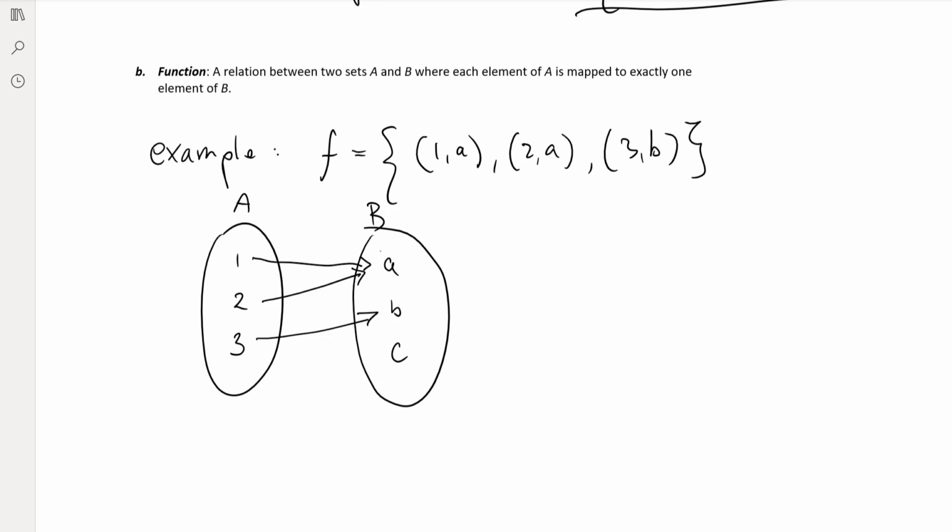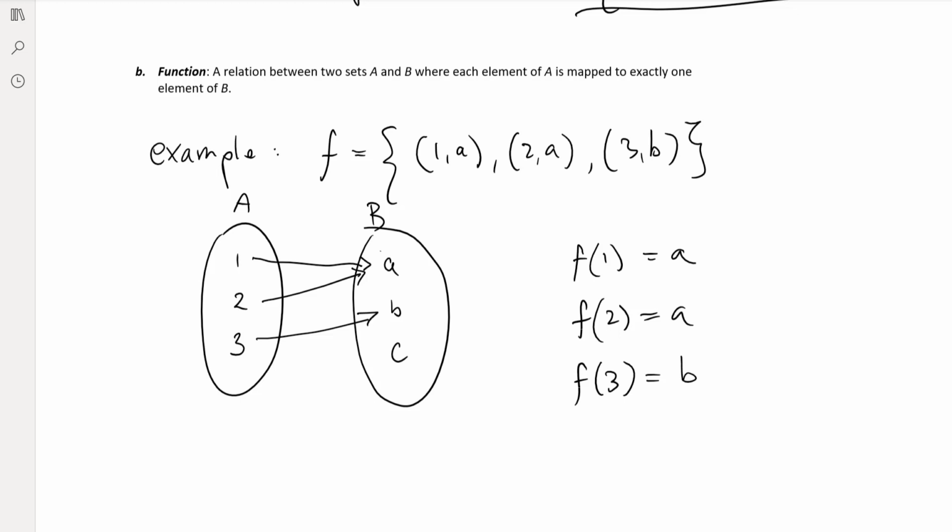Of course, we have the function notation that we can adopt here. We could say that 1 is mapped to a by the function f, and 2 also mapped to a by this function f, and 3 gets mapped to b.